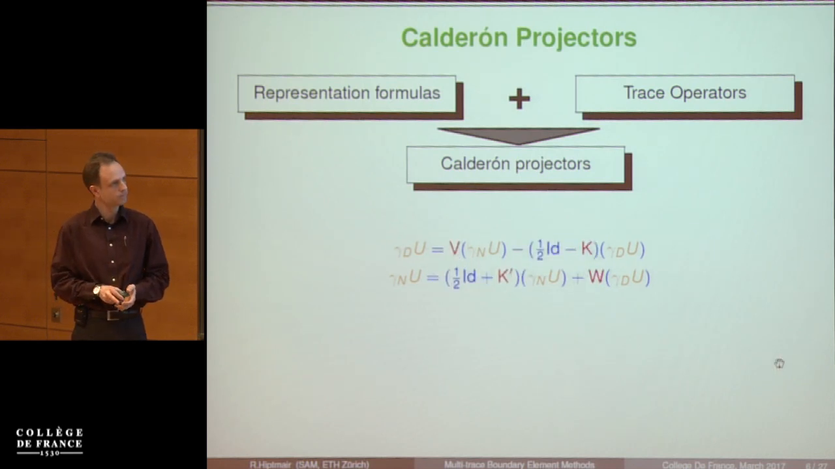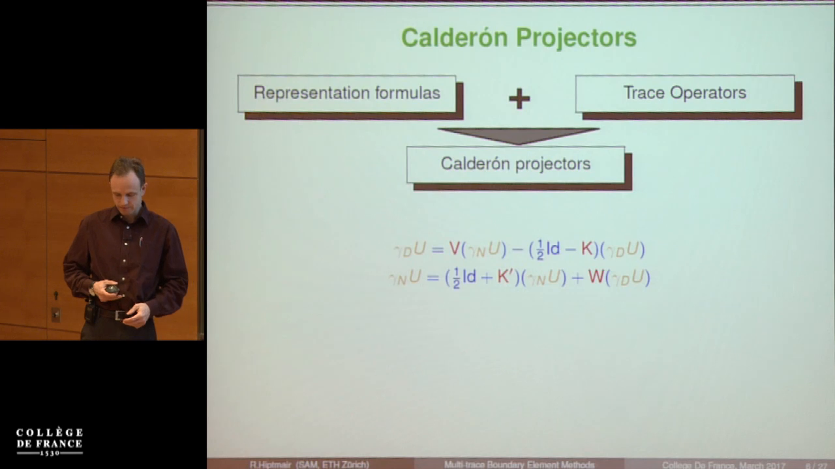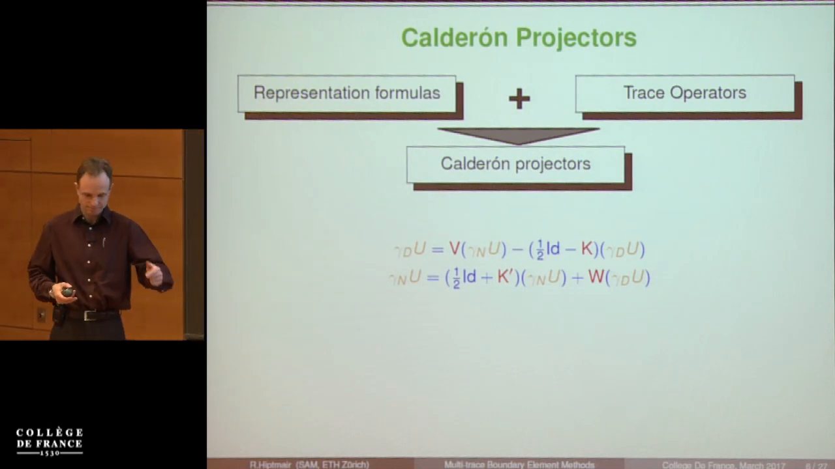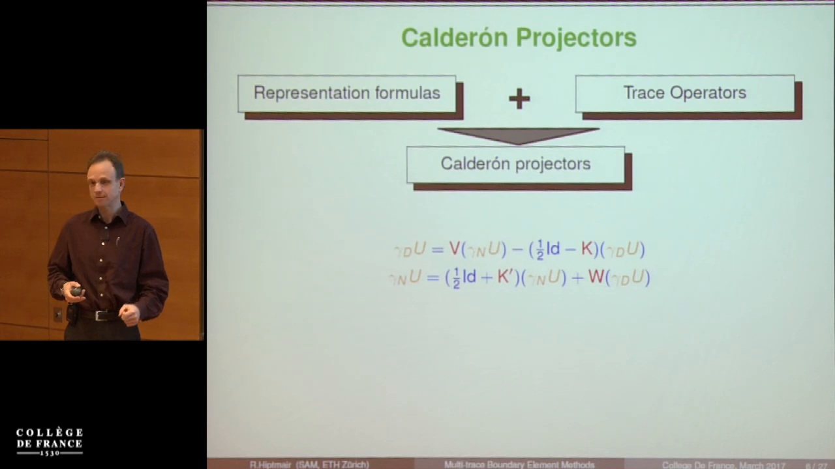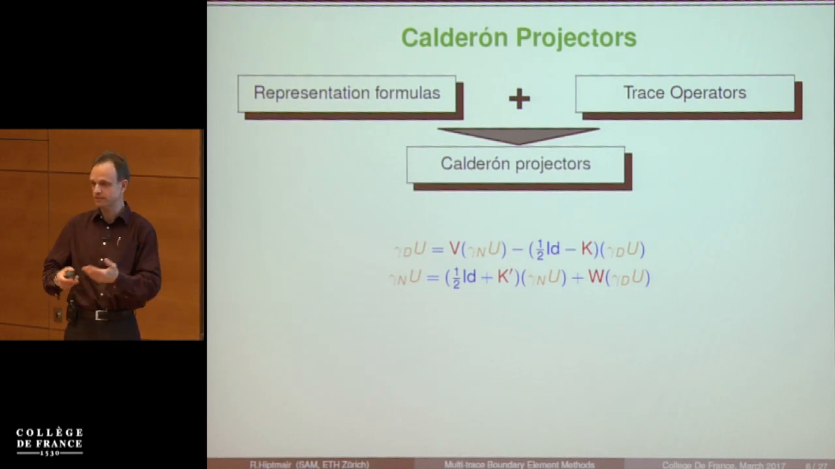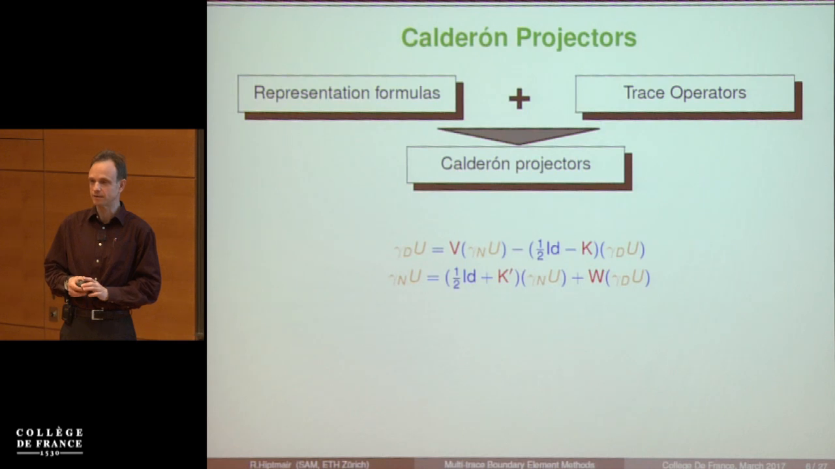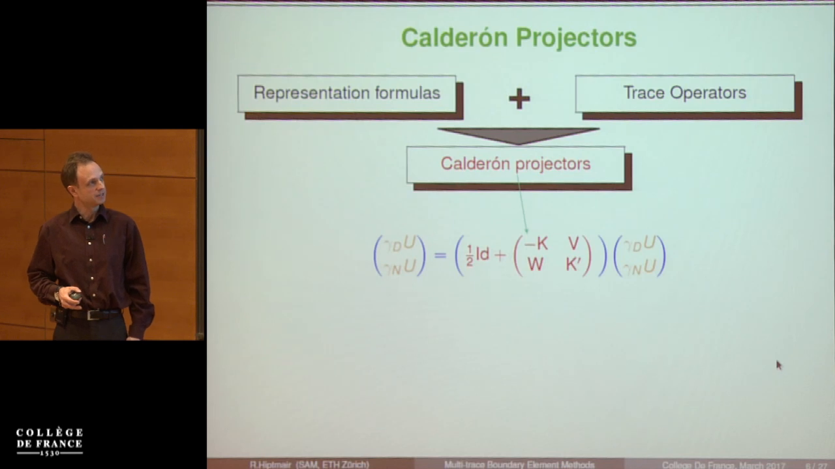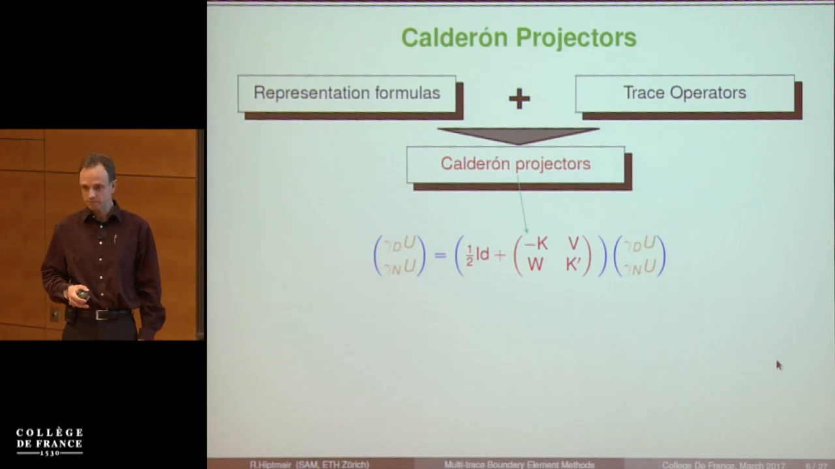And then we can abbreviate the action of a trace on a potential by another symbol. Here I've called them V, K, and W. These are the usual notations in the boundary integral equation literature, and these are boundary integral operators. They can be put together in this operator matrix. And now this is the kind of notation I would like to use.